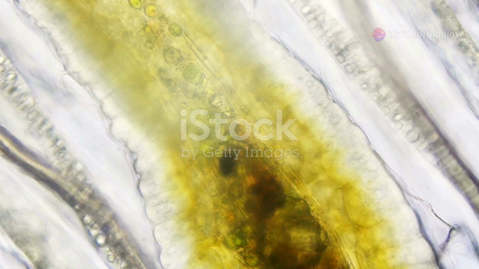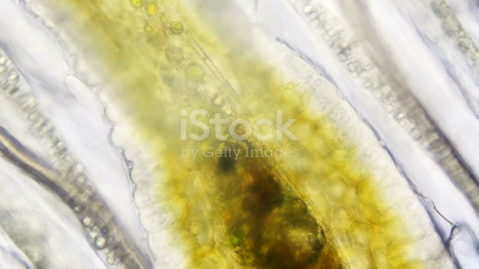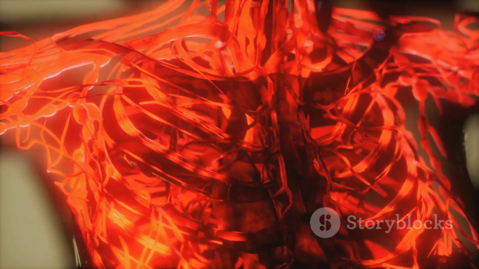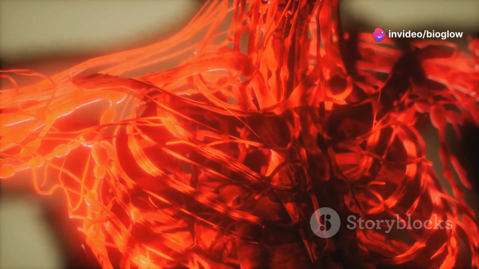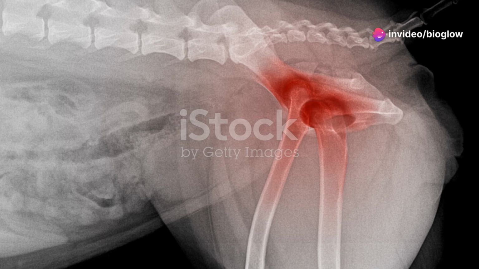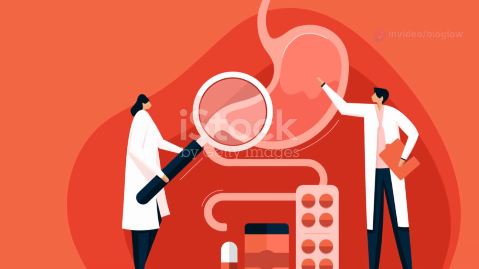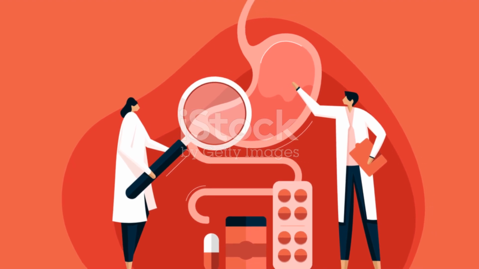These cavities are essential for protecting organs and allowing them to function properly. For example, the rib cage protects the organs in the thoracic cavity. Similarly, the pelvis protects the organs in the pelvic cavity. Understanding these cavities helps in diagnosing and treating medical conditions.